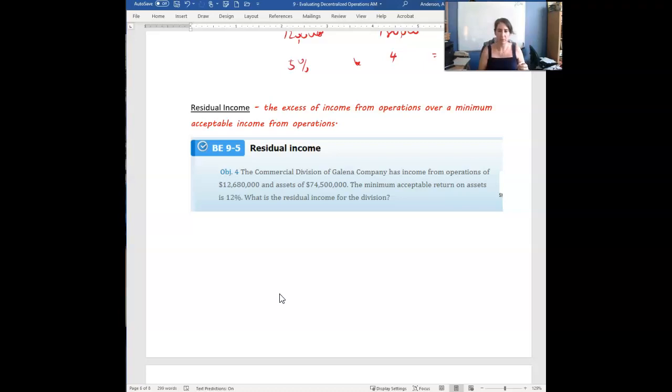So if we're asking what's the residual income for this particular division, we're saying the assets of the division are $74,500,000, and my minimum acceptable rate of return on those assets is 12%. So I expect my company to at least earn 12% for me, and that comes out to be $8,940,000. Well, the company earned more than that. They earned $12 million. So to the extent that they earned more, good for them. That extra is considered residual income, which is $3,060,000. Okay, residual.